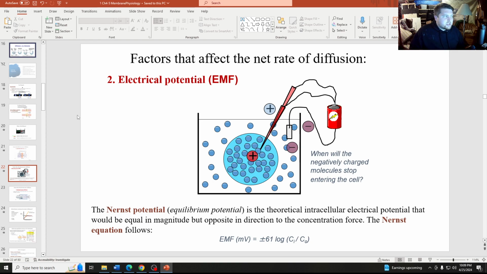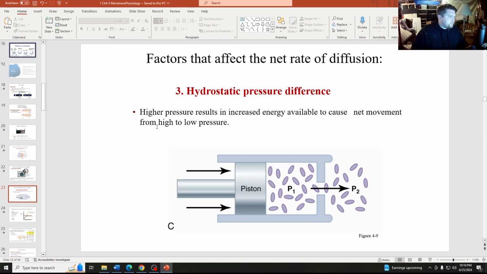So we mentioned membrane potential already when we talked a little bit about that Nernst equation, how it's that electrical potential. It looks at the difference between the electrical charge, the overall charge, inside compared to the outside.